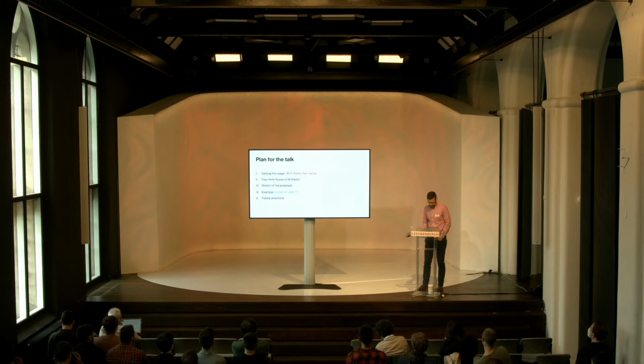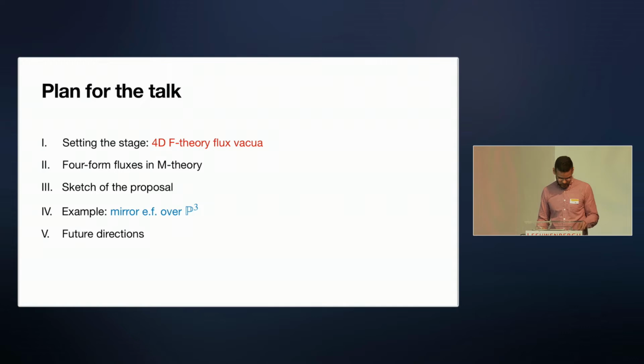Okay, so here is the plan for my talk. I'll first set the stage and say in a little bit more detail what I mean by 4D F-theory flux vacua, and I'll review some broad features that are relevant to the later discussion. I'll then move on to talk about four-form fluxes in M-theory, which will provide a dual description of the F-theory background compactified on a circle. Then I'll move on to sketch the broad features of this proposal after having introduced the various ingredients that I alluded to on the previous slide.